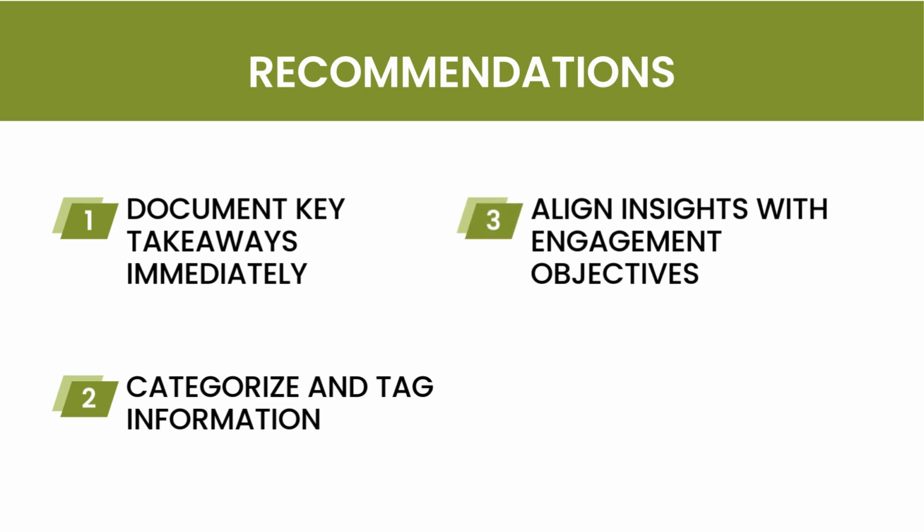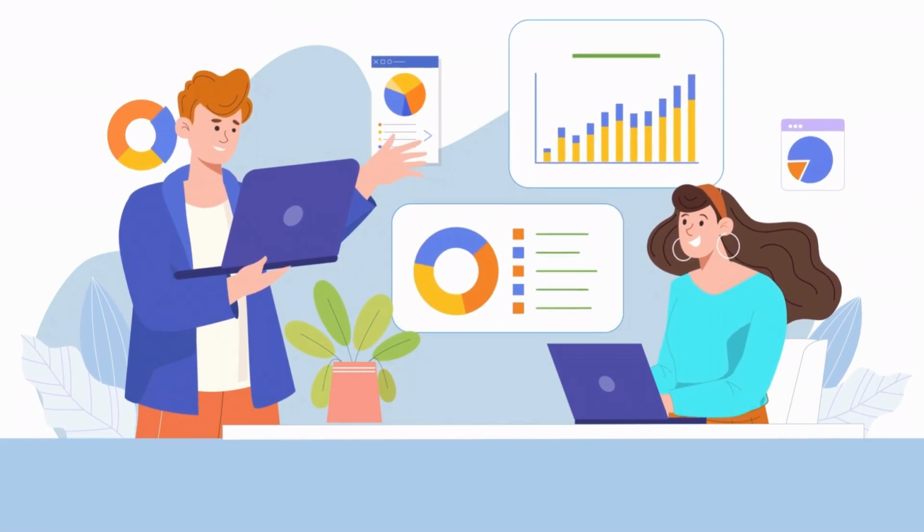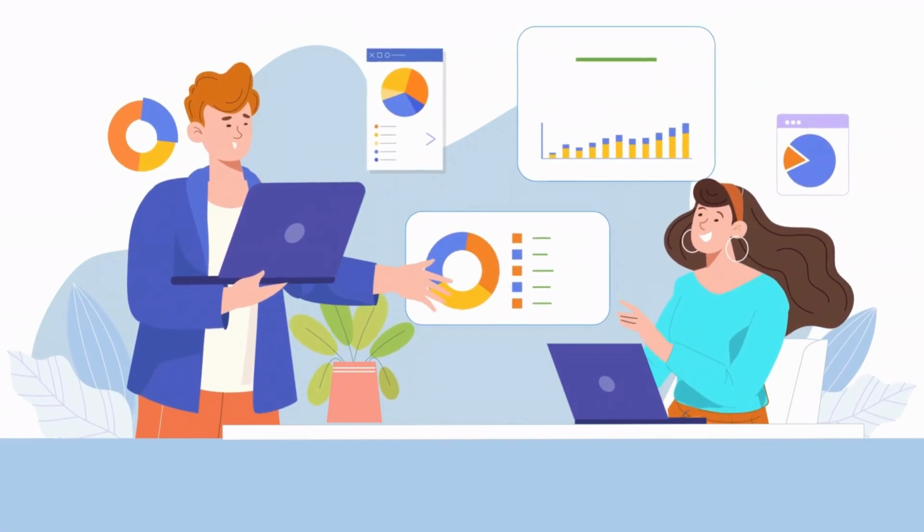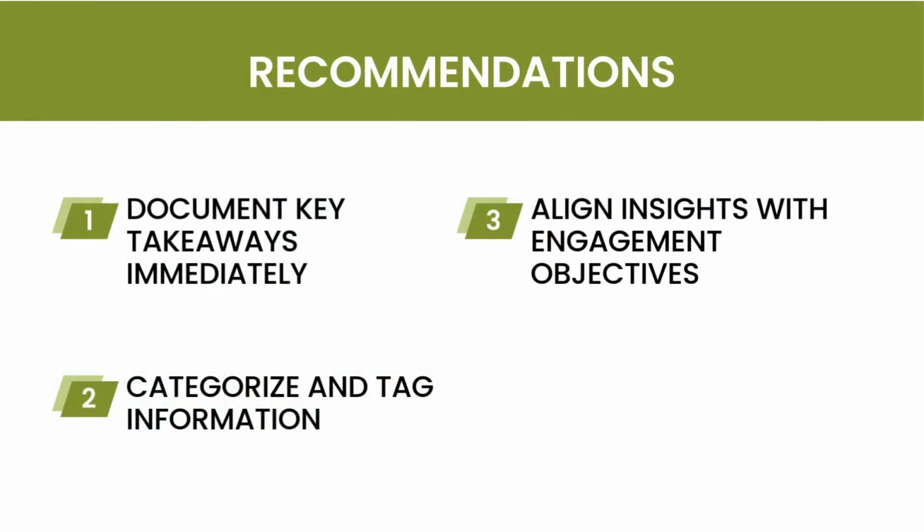3. Align insights with engagement objectives. Review the initial objectives you set for the engagement and ensure that the information gathered aligns with those goals. For example, if the objective was to understand the KOL's perception of a new clinical trial, focus on highlighting their feedback related to the trial results and potential impact. Recommendation: create a section in your report that directly addresses how the engagement outcomes support or differ from the original objectives. This ensures that any deviations are noted and can be discussed with the team.